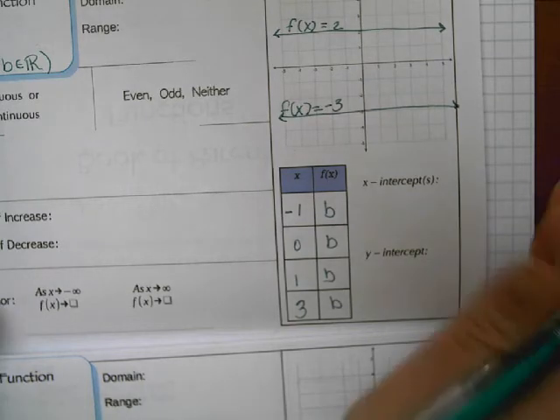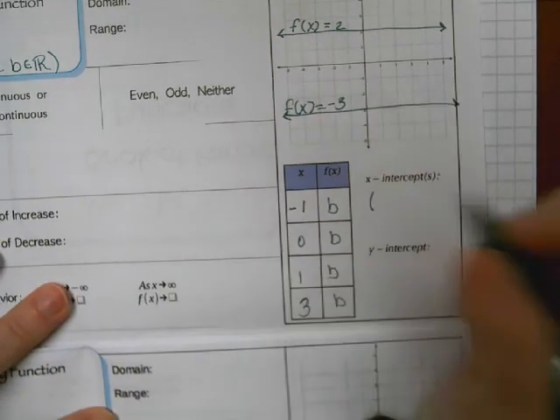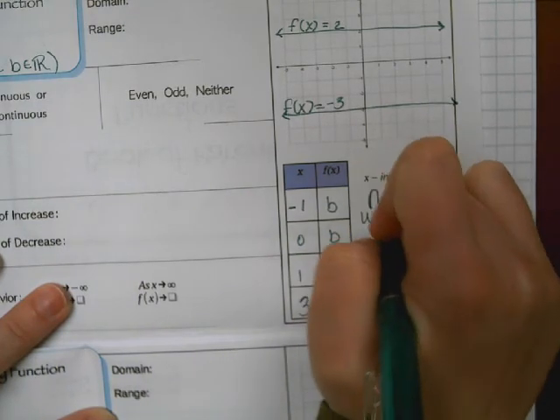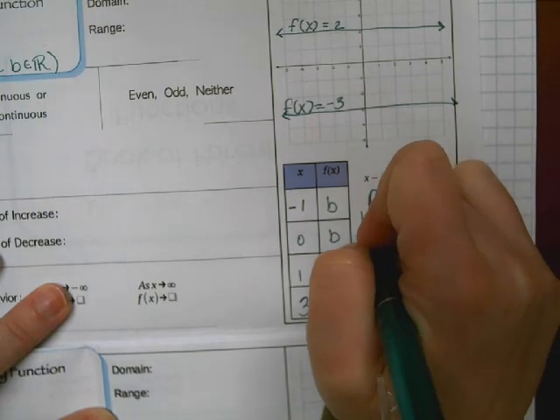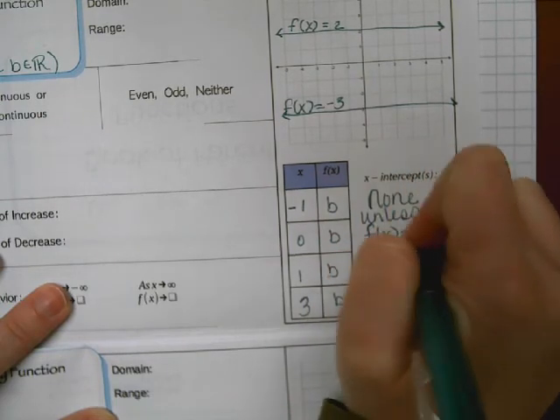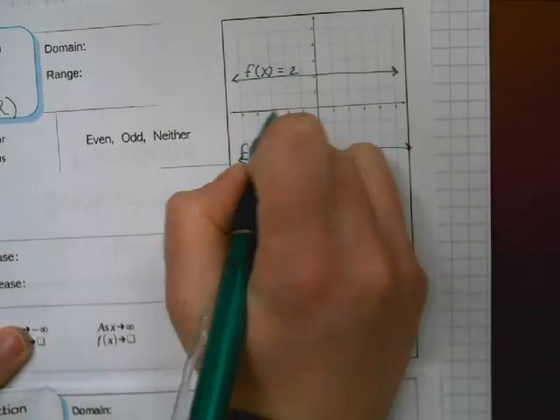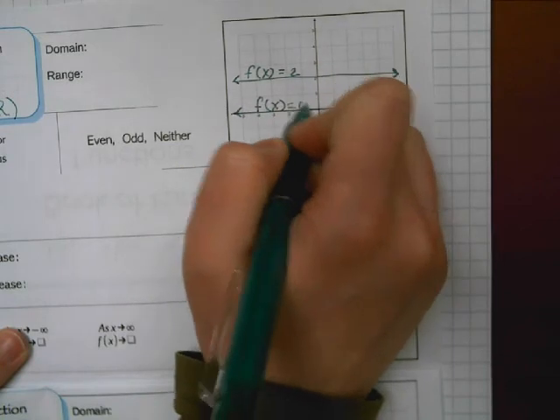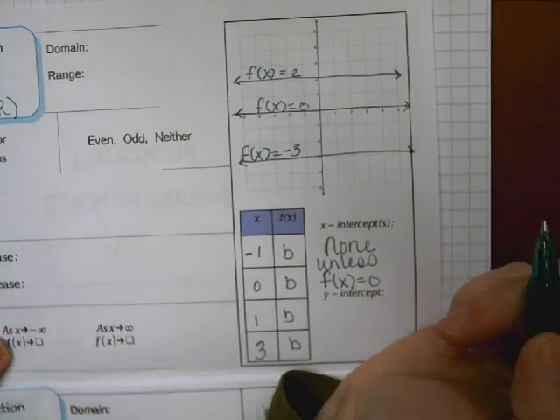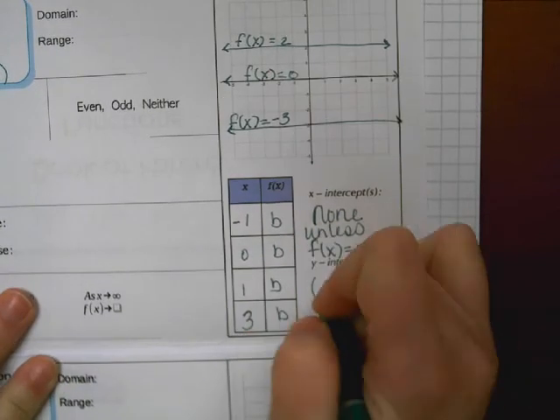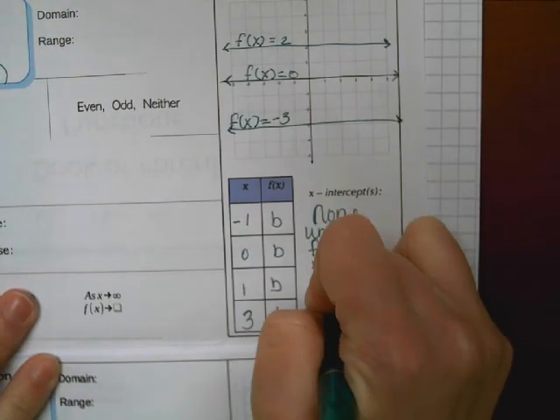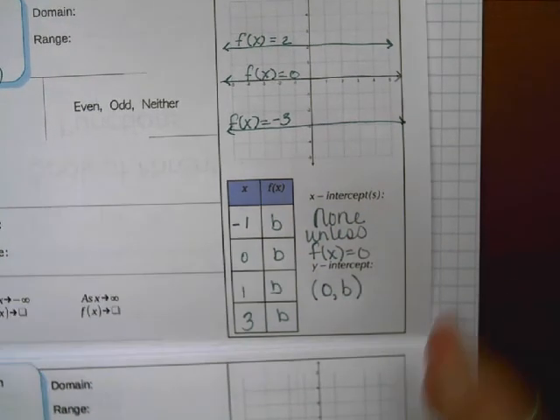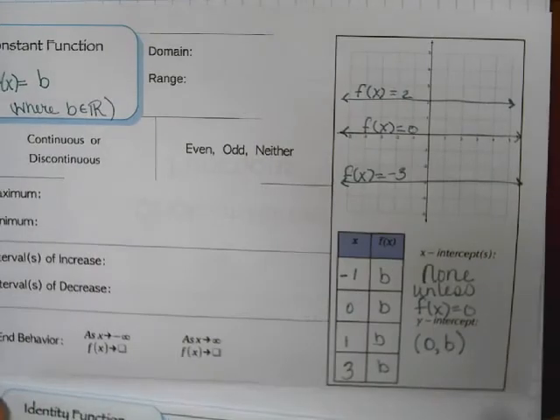So for this function, the x-intercept will never happen unless I'm graphing the line f of x equals 0, which is indeed the x-axis, actually. This is the line f of x equals 0, and it crosses the x-intercept everywhere. The y-intercept will be at x is 0, y will be b, whatever that b is, as long as b is a real number. So, continuous or discontinuous.